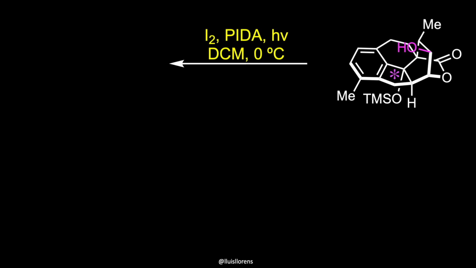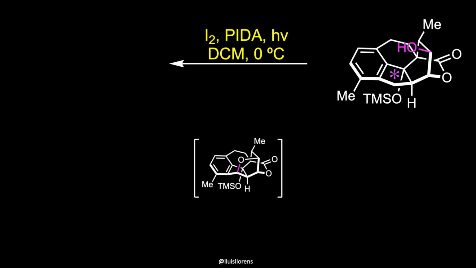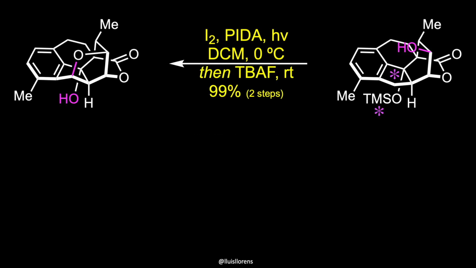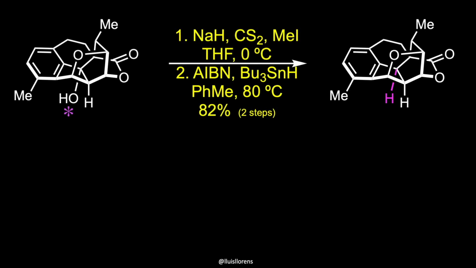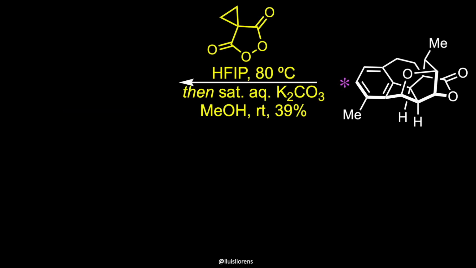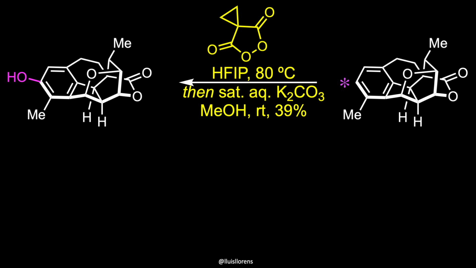The alcohol was subjected to Suárez oxidation conditions, employing iodine and hypervalent iodine to forge the desired THF ring. After TMS cleavage, the tertiary alcohol was obtained. The alcohol was eliminated following the classical Barton-McCombie deoxygenation reaction. Final oxygenation of the arene moiety using cyclopropane malonyl peroxide completed the synthesis of cephanolide A.